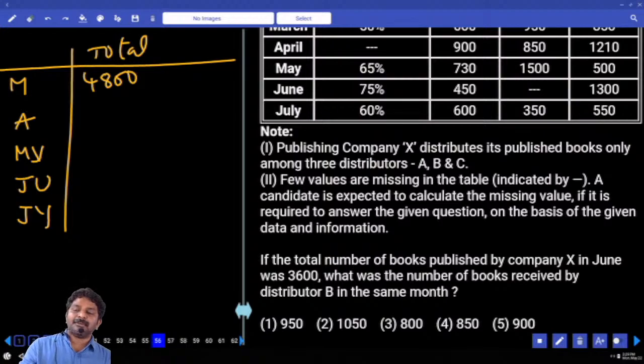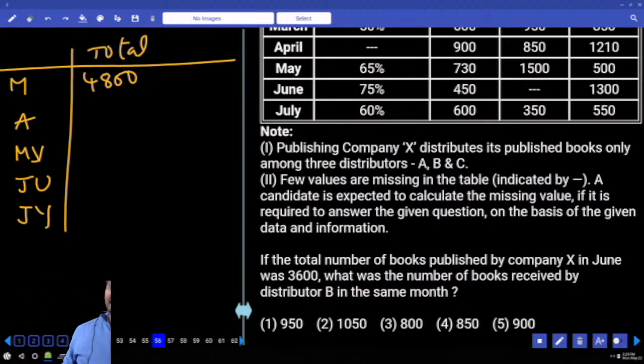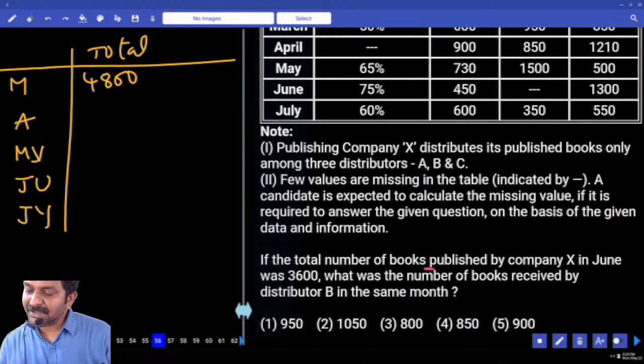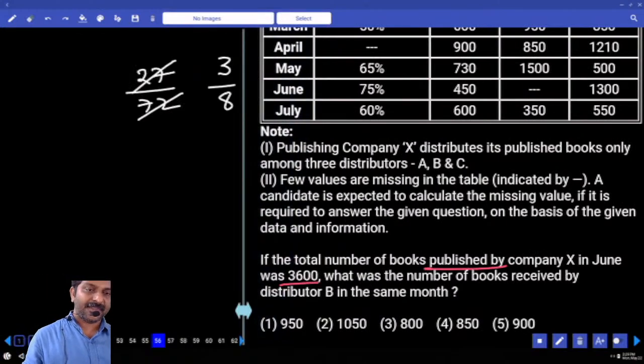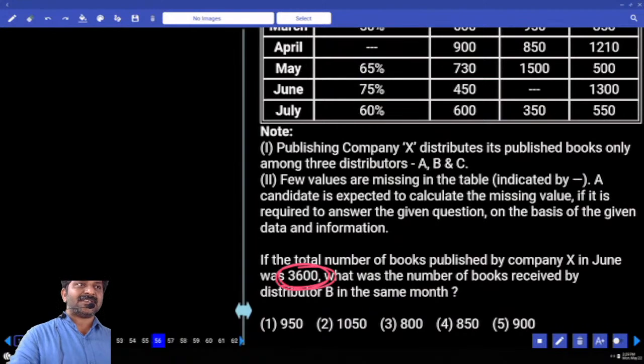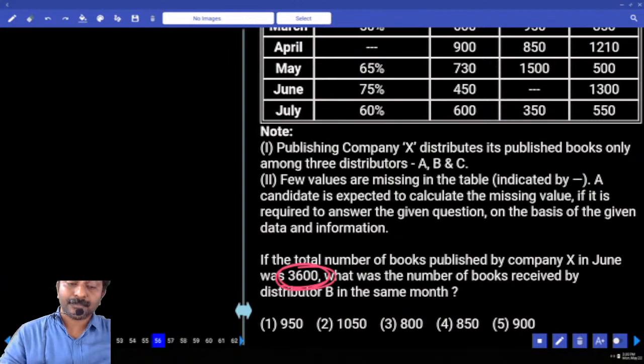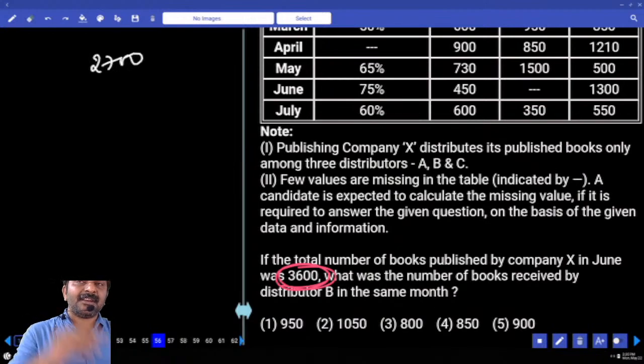If the total number of books published by company X in June was 3600, what was the number of books received by distributor B in the same month? So now published books are 3600, in the month of June. How many were distributed to A, B, C? 75% should be calculated on 3600 only. 75% in the sense 3/4 only. What is 1/4 of that number? 900. So 3/4 means 2700 books were distributed.